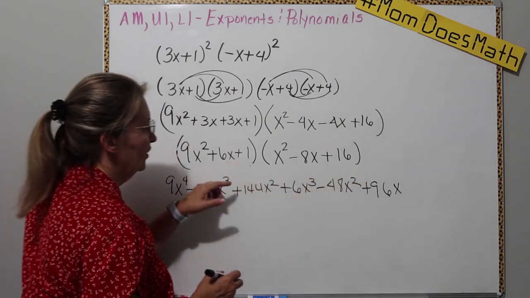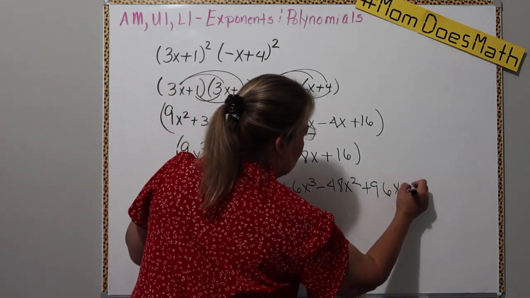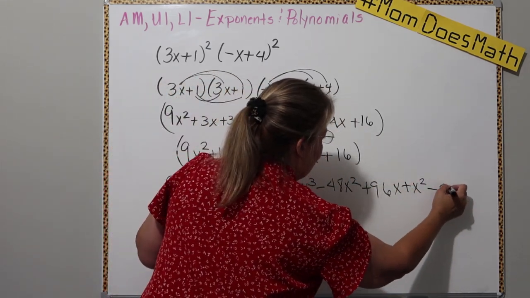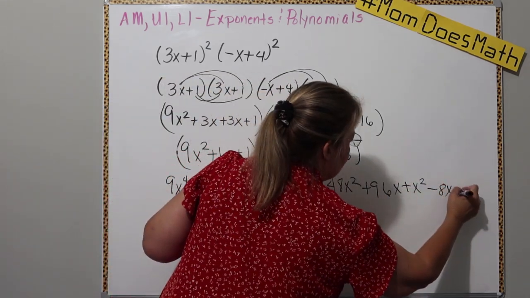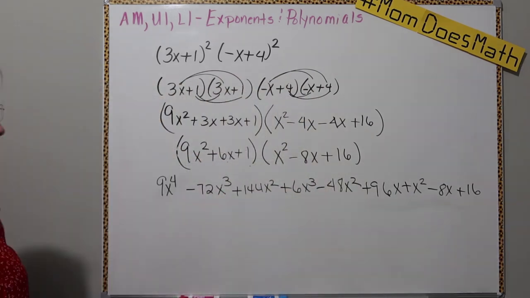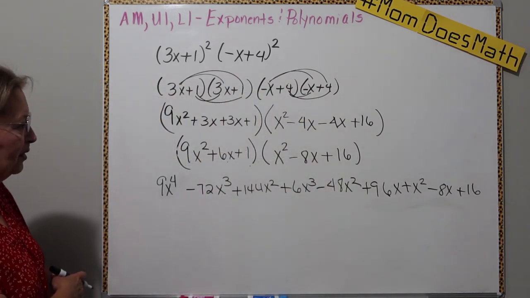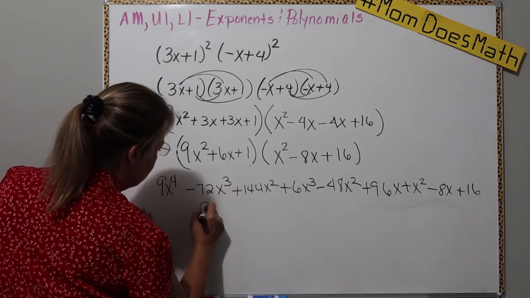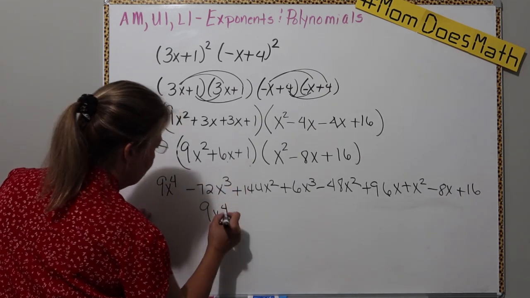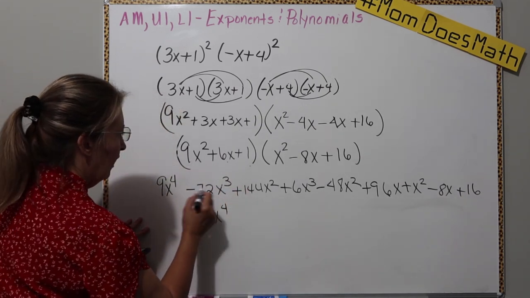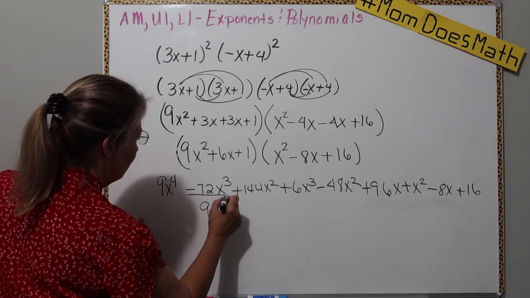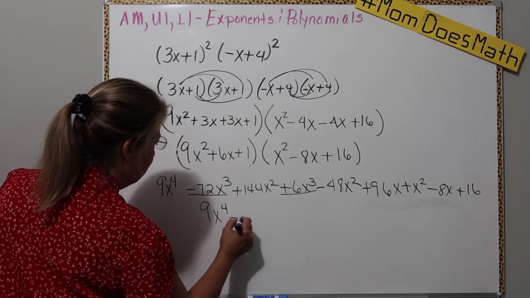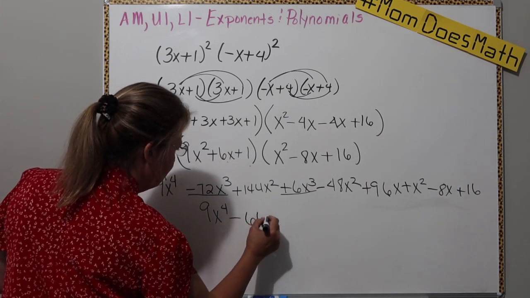And now we're ready for the 1. So nothing is going to change here. So that's going to be plus x squared minus 8x and plus 16. Okay, so now let's go through here and combine like terms. Now there's no other x to the 4th terms, so 9x to the 4th stays like it is. Alright, our x to the 3rd terms, I have a negative 72x cubed and a positive 6x cubed. That's going to give me a negative 66x cubed.